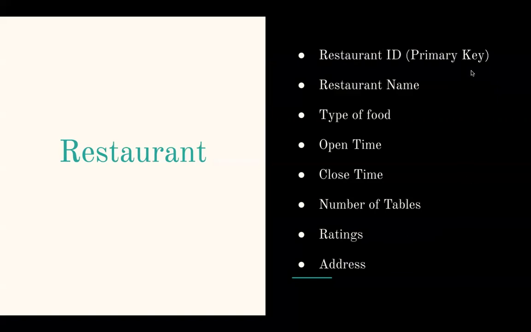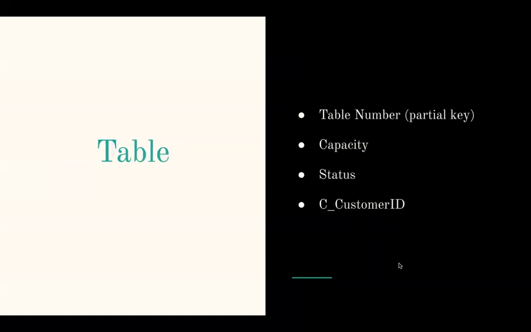Okay, so the next entity is restaurant. So it has a restaurant ID, and then we have the name of the restaurant, then the type of food that restaurant has, like continental or Indian or anything. Then we have the opening time, closing time, then the number of tables that restaurant has available, and then the ratings it has, and where it is located, the address.